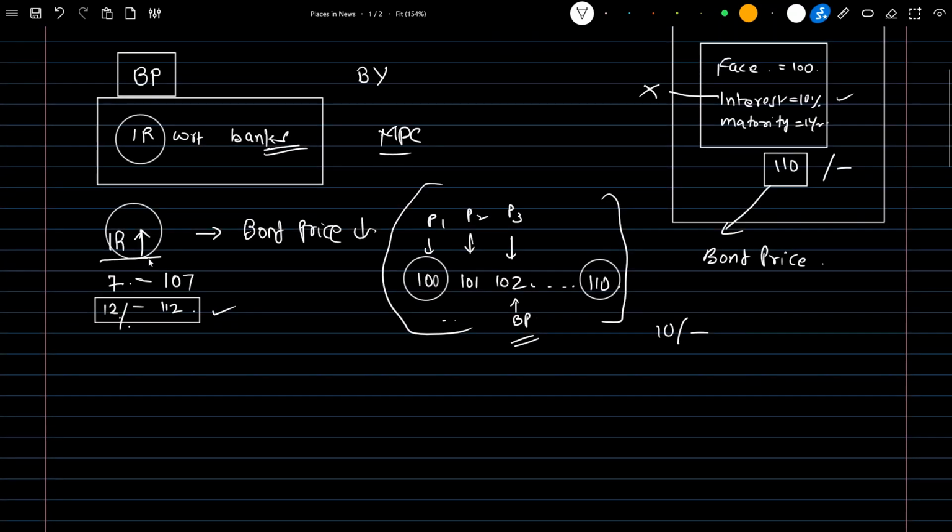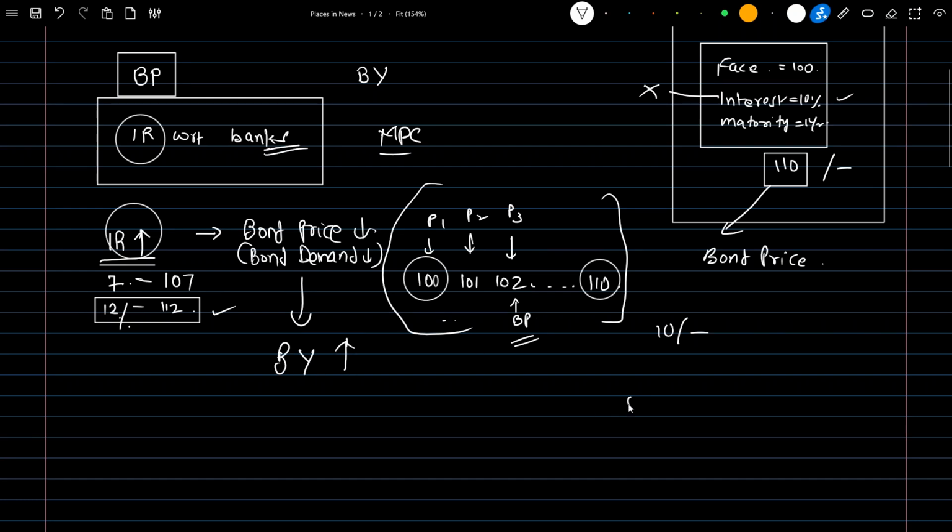So if the interest rate on the banks is more, then definitely bond demand will be less, right? Bond demand is less. So whenever the bond demand is less, the bond price will be less because the number of people interested in buying this bond will be less. So bond price is less. Next, obviously, if bond price is less, bond yield will be more.